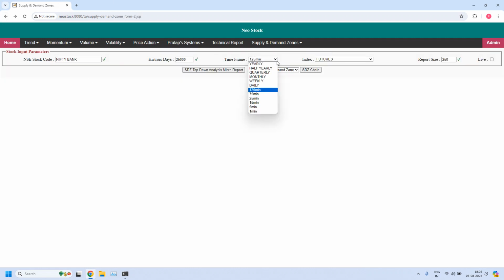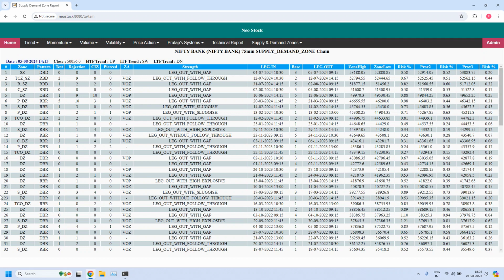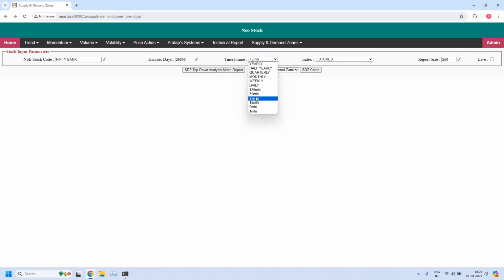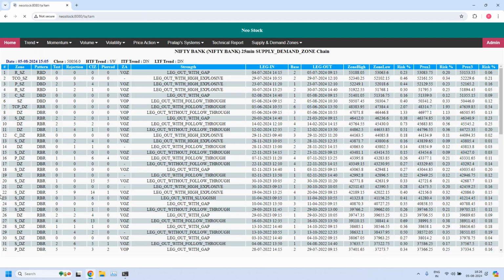And the next time frame is 75 minutes. Now we are generating 75 minutes supply demand zone chain for bank Nifty. Going back, changing the time frame to 25. Now I am generating 25 minutes supply demand zone chain for bank Nifty.